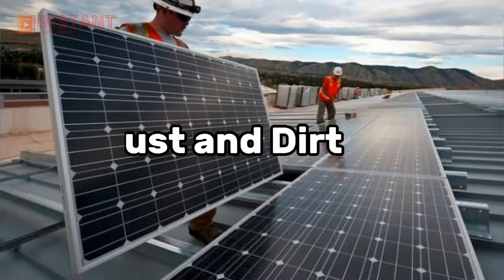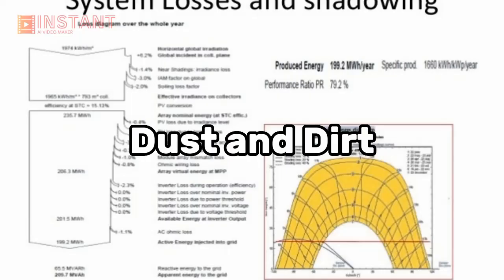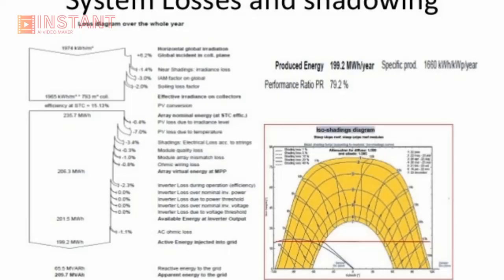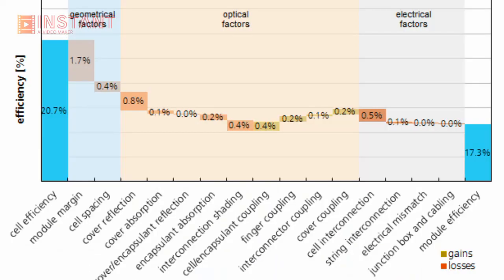Number 3. Dust and dirt. Accumulation of dust and debris on the surface of solar panels can reduce their ability to absorb sunlight. Regular cleaning and maintenance are essential to minimize these losses.